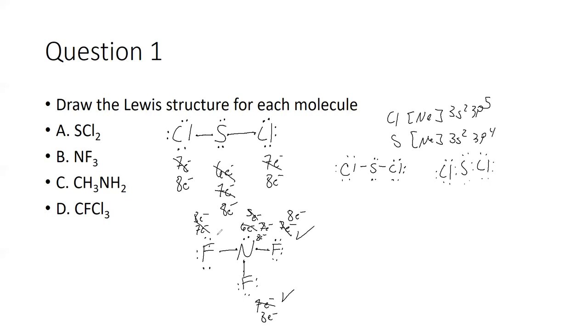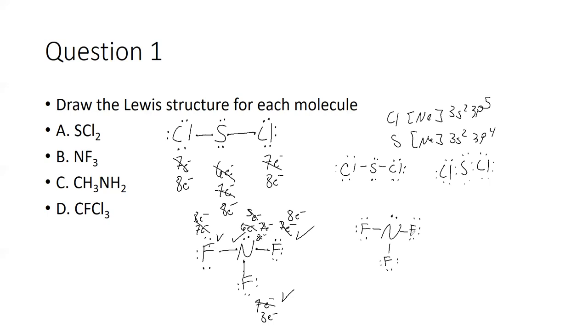Fluorine and nitrogen are good. So that is what this molecule looks like. Then it adds a bunch of other dots right there. So that is NF3.